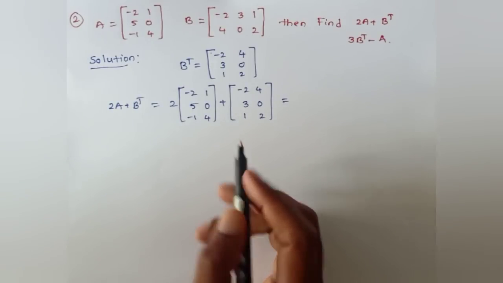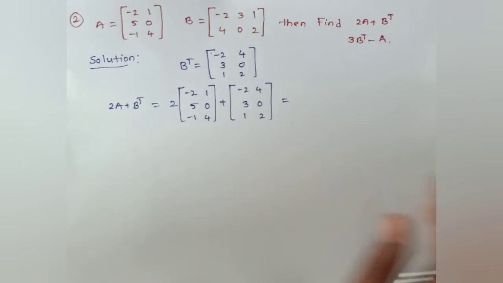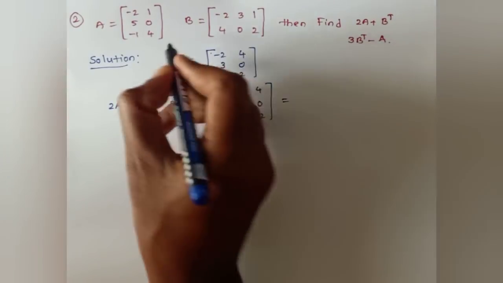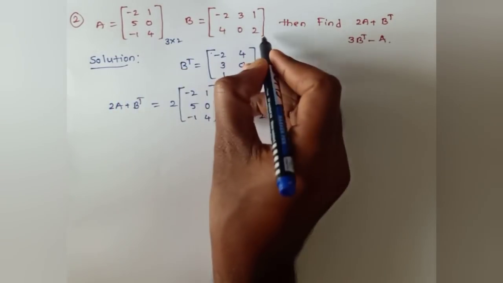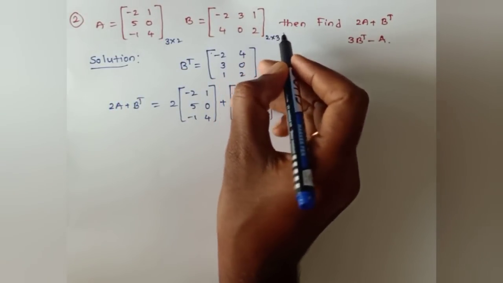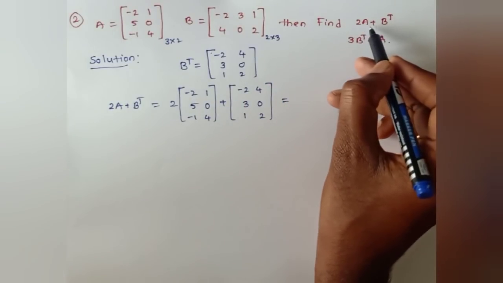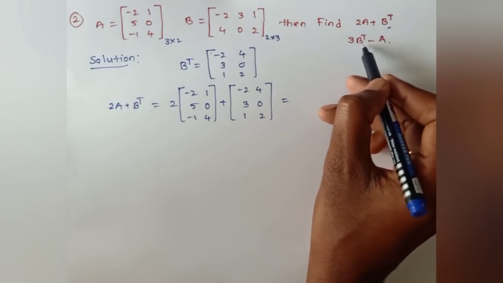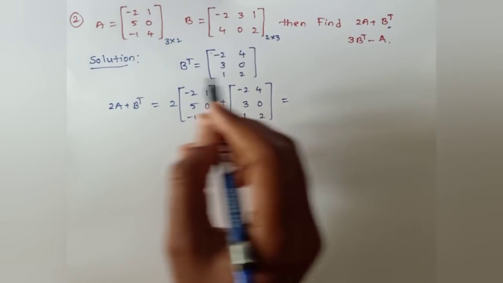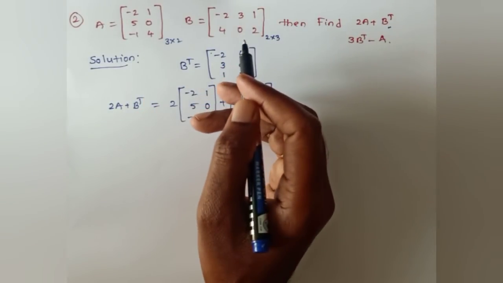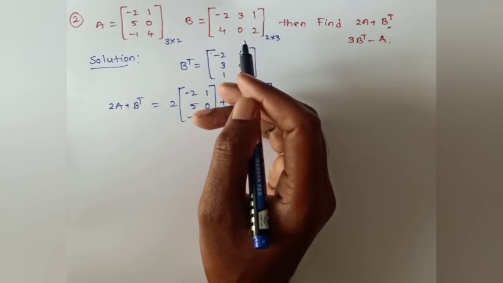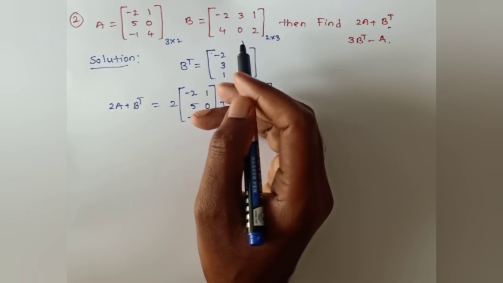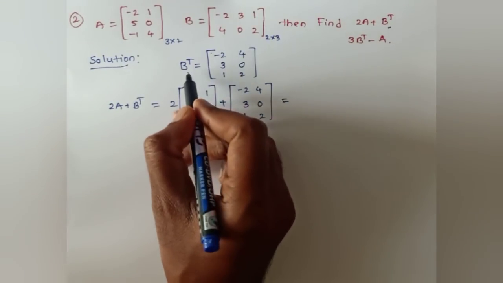Now the second problem. Here A is a matrix of order 3 by 2 and B is a matrix of order 2 by 3. This is a 3 by 2 matrix and 2 by 3 matrix is given. Then you need to find 2 into (A plus B transpose) and 3 into (B transpose minus A). See the solution. So you know the addition of two matrices is conformable whenever those matrices have the same order. So first of all find B transpose.